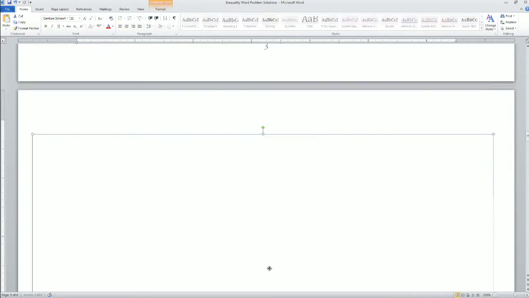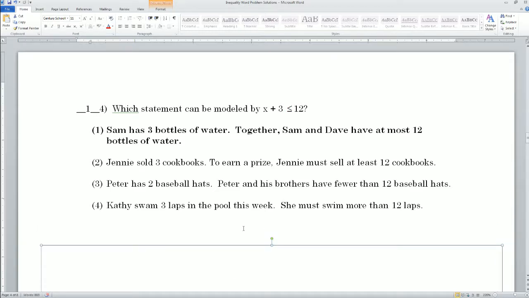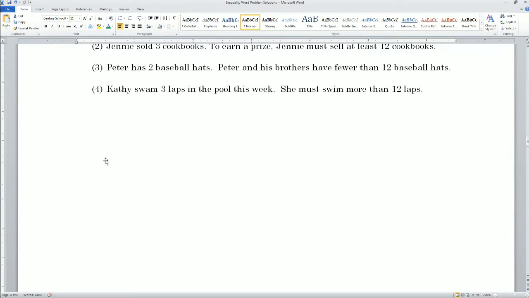Okay? Alright, which statement can be modeled by x plus 3 is less than or equal to 12? Sam has 3 bottles of water together. The together means it's the addition symbol. Sam and David had at most 12 bottles of water because you do not know what Dave's bottle is. So x represents Dave's bottle. Okay.